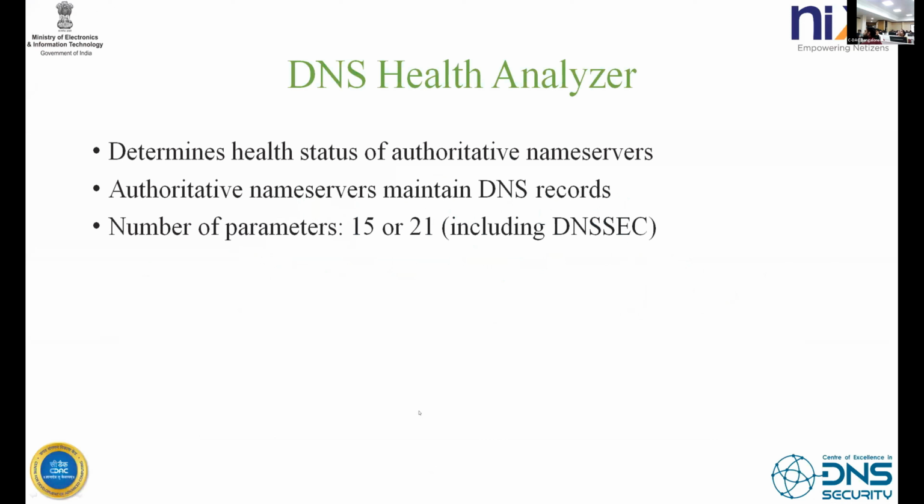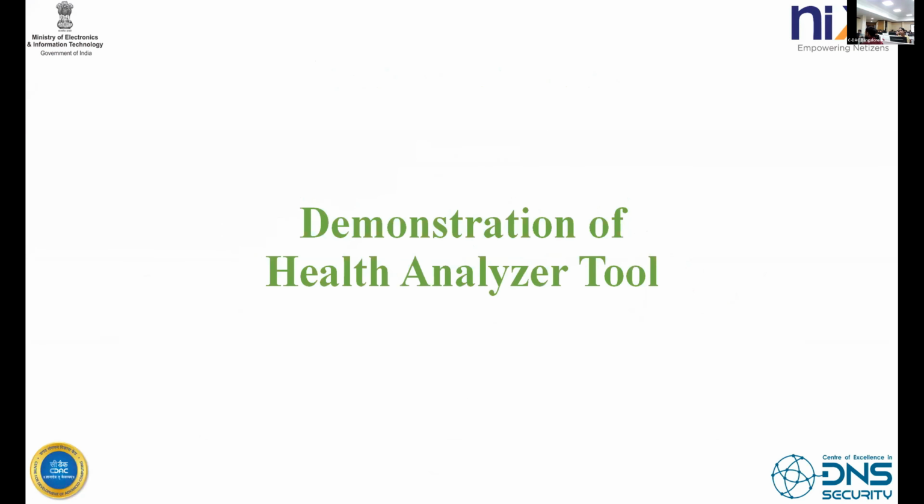Now the third tool is our DNS health analyzer. The DNS health analyzer tool gives the status of the authoritative name servers of a particular domain name. We know that all the zone files and records are kept on the authoritative name server. It gives a report based on some parameters: the number of parameters is 15 or 21. 15 is without DNSSEC, and 21 includes DNSSEC. I will show a demonstration of the health analyzer tool.